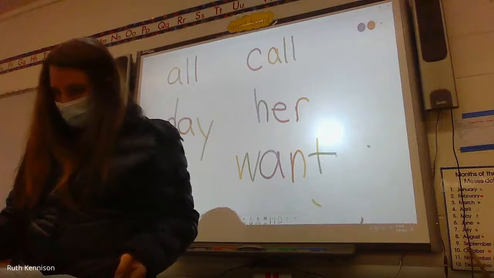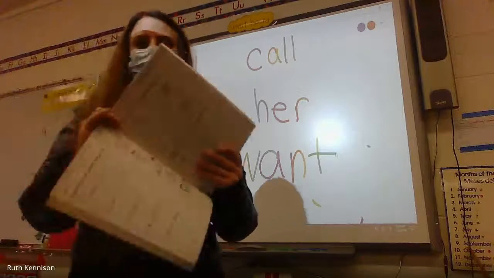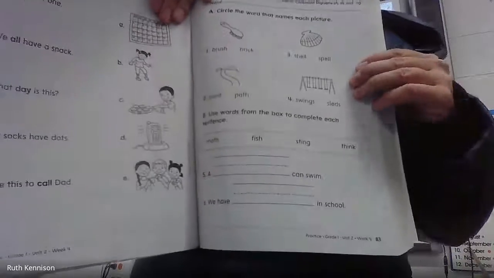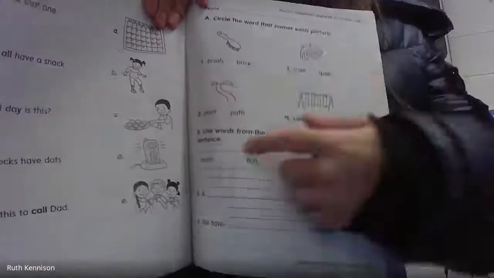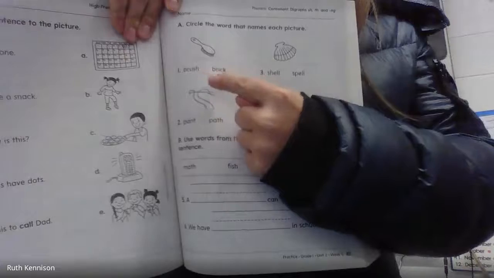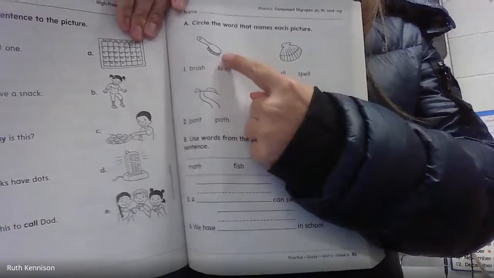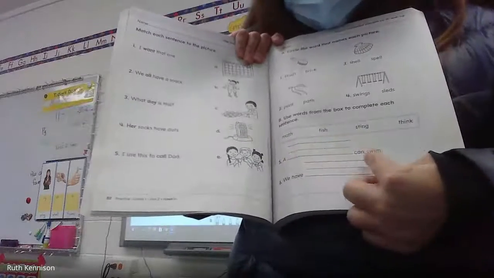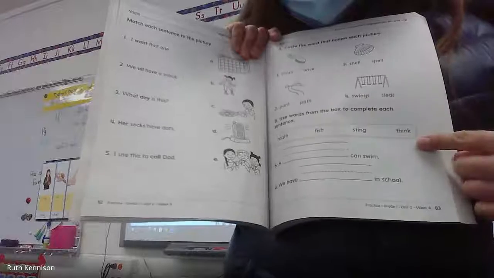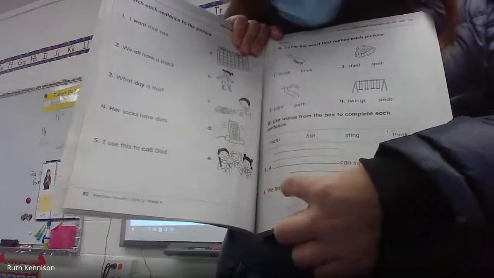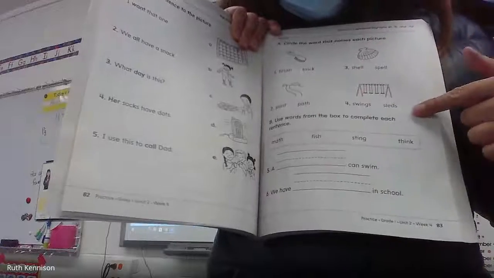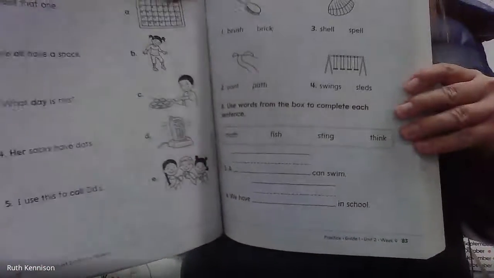All right, you know what I'm actually going to have you do today? I'm going to have you do page 83. So those of you at home, you're doing page 83. In the first ones, you're circling which word, Max, matches the picture. Think about those digraphs in the sentence. And the next ones, you try to fill in the sentence. A blank can swim. Which one of those words can swim? We have blank in school. Which one of these words would we have in school? Okay, you're going to do page 83.